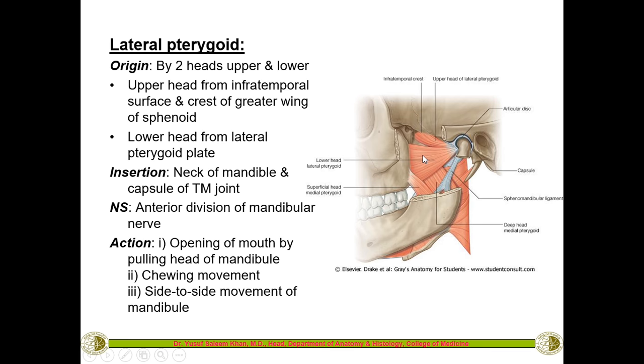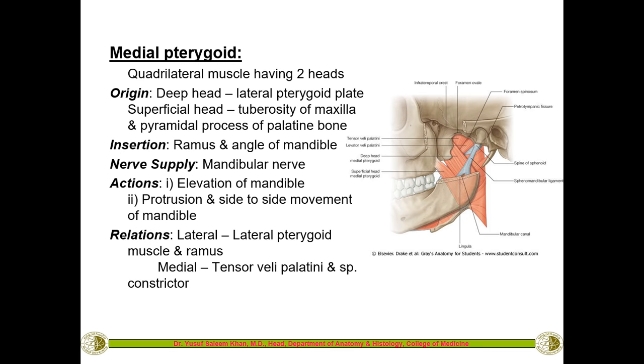So if you can see the lateral pterygoid, deep to that is the deep head of the medial pterygoid. The superficial head is superficial, but the main muscle is the deep head, which is deep to the lateral pterygoid. Okay, so that's what is called the medial pterygoid. This is a quadrilateral muscle, as you can see here.